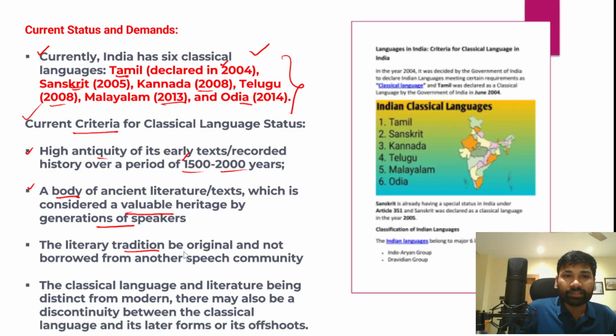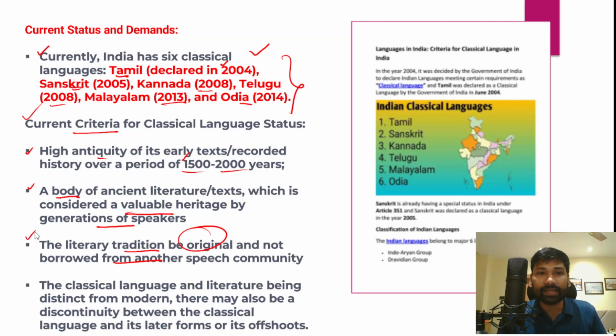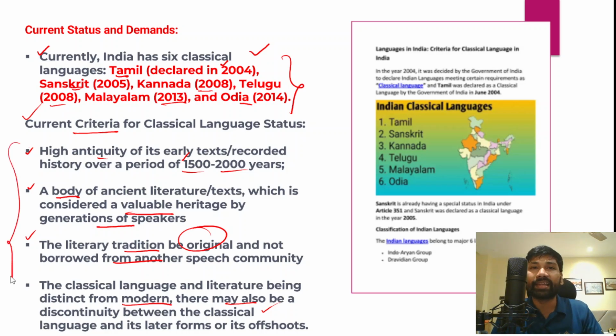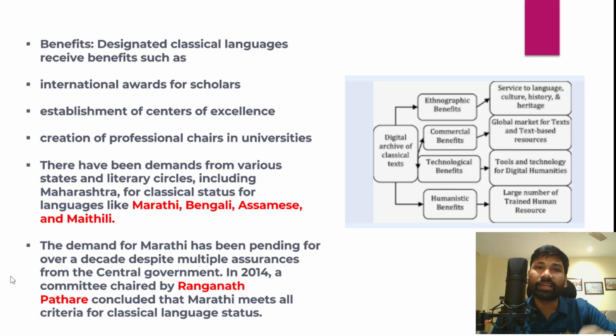And the literary tradition should be original and not borrowed from any other speech or community. So this would be another part. And classical language and literature should be distinct from modern, and there may also be a discontinuity between classical languages and their later forms or offshoots. So these four are the criteria to recognize any language as a classical language. If any language meets this criteria, that language will be accorded the classical language status. And presently only 6 languages have fulfilled this criteria and been recognized as classical languages.